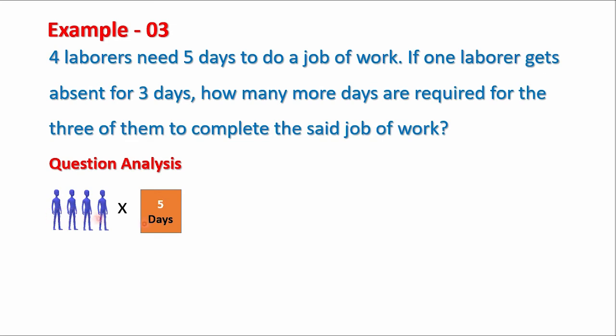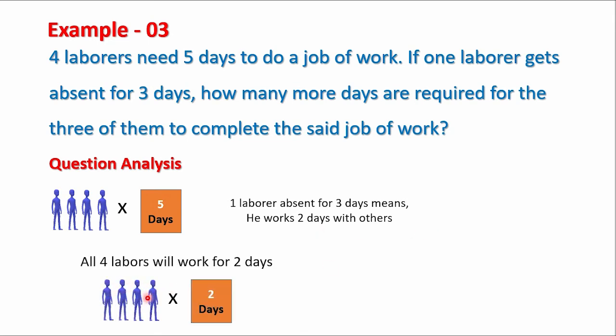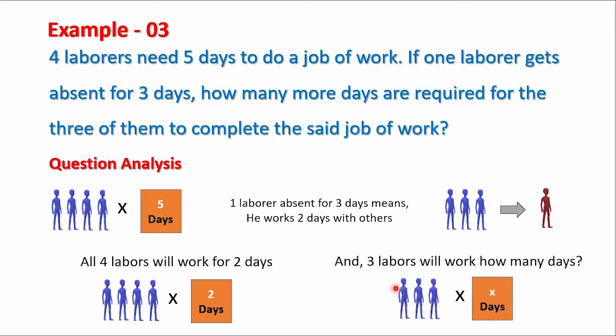Initially we had 4 laborers. They are working 5 days. Then if you multiply these two, you can find the total work we have to do. That is the first part. Then it says one laborer is absent for 3 days. 5 days totally they are doing, and 3 days one laborer is absent. That means 2 days he has worked with the others. That means all 4 laborers worked 2 days. Then 4 laborers into 2 days they have worked. Now one laborer left, which means the rest of the work we have to do by these 3 people.